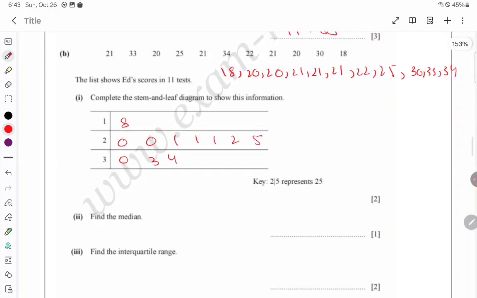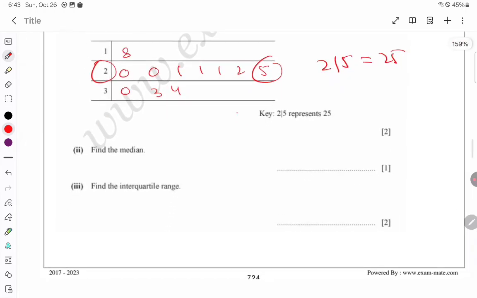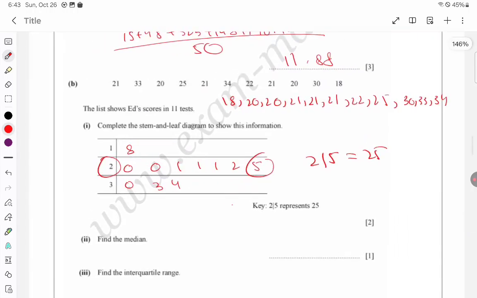The key is already written, like this one and this one, like 2, 5 represents 25. Now find the median. In order to get the median, start cancelling one value from the right and one value from the left.